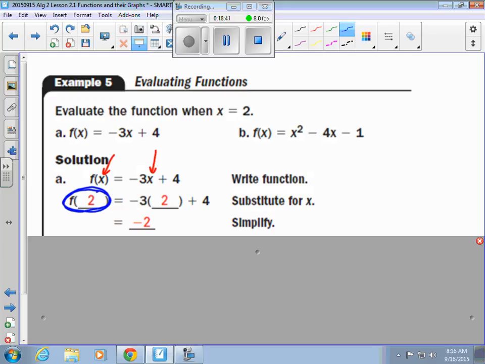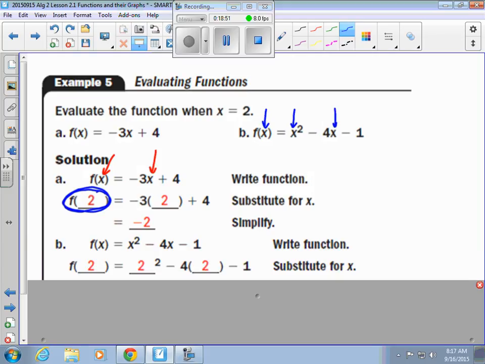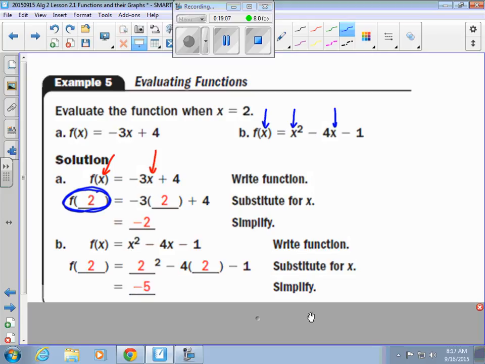B says f of x equals x squared minus 4x minus 1. Again, in place of each one of those x's, this one and this one, you're going to plug in the number 2, and that's what's going on there. So now f of 2 equals 2 squared minus 4 times 2 minus 1. Order of operations tells us to do 2 squared first and get 4. And then do negative 4 times 2 and get negative 8. So 4 minus 8 is negative 4. Minus 1 is going to be negative 5.